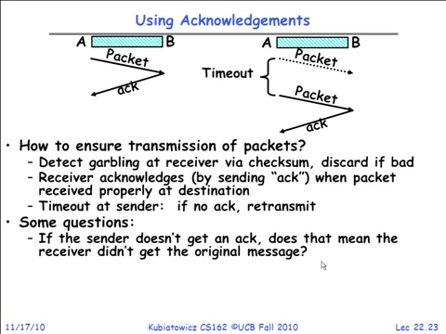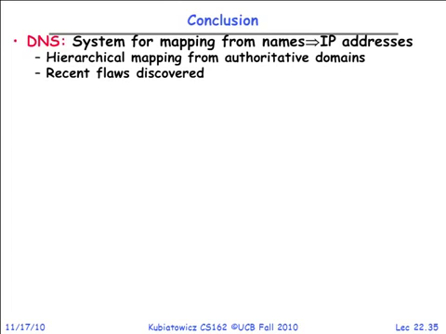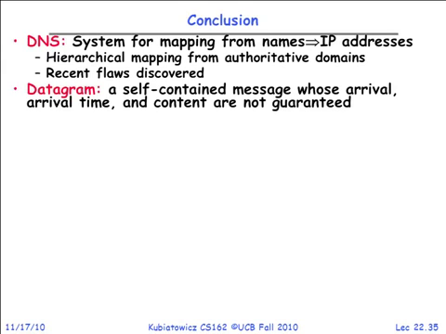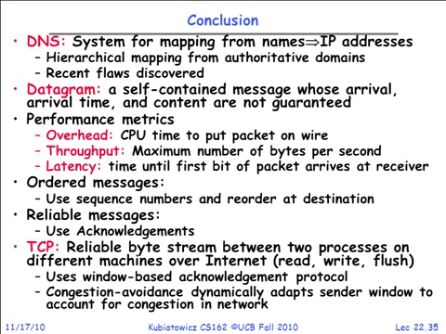We will work on this next time. So in conclusion, we talked about DNS, which is the system for mapping from names to IP addresses. It's a hierarchical mapping from authoritative domains, and there are some flaws that have been discovered and patched in various ways. We talked about datagrams, which are self-contained messages whose arrival time and content are not guaranteed. We talked about some performance metrics that are important, namely overhead, throughput, and latency. And we started talking about how to order messages using sequence numbers and how to use acknowledgments for reliable messages. Next time, we'll introduce TCP and talk about the internals of the TCP protocol. So you guys have a good weekend, I guess.